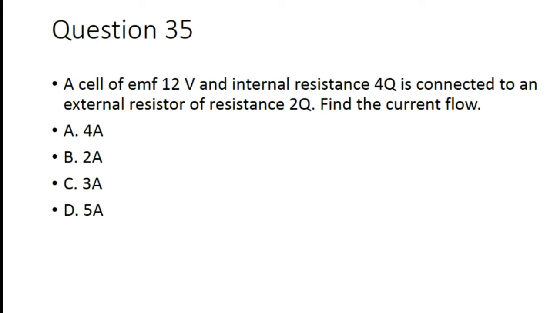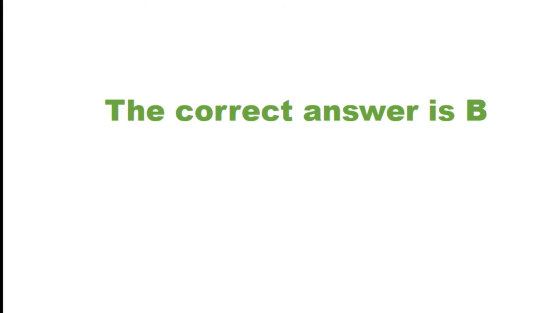For us to get our current, I is equal to E all over R plus small r. This will be equal to 12 all over 2 plus 4. And this will give us 2 amp.